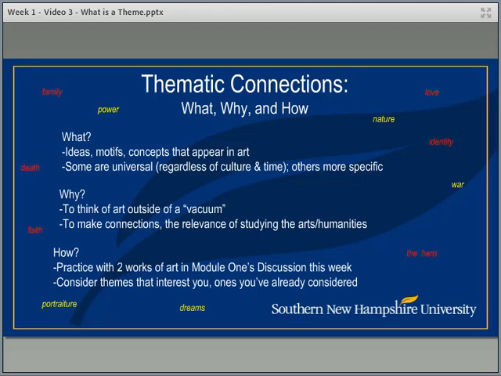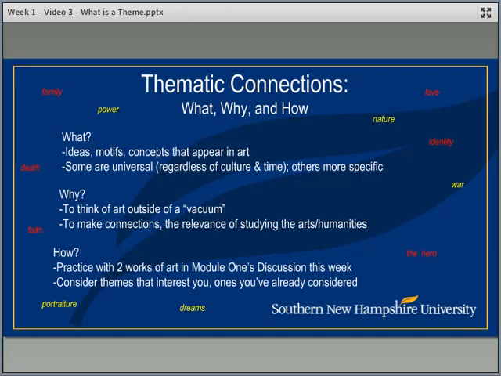And one thing I suggest is to always consider a theme that interests you. So something that you find intriguing or something you'd like to learn more about, especially since your paper in FAS 201 and 202 is going to ask you to look at thematic connections, and you're going to get a list of suggested works of art and themes that you're going to choose from, but you want to find a theme on that list that is appealing to you and interesting to you, or one that maybe you've already considered.